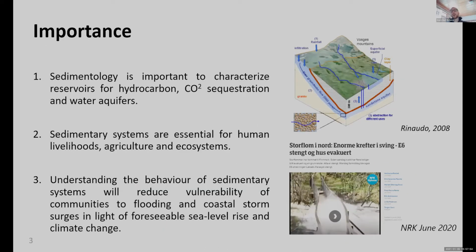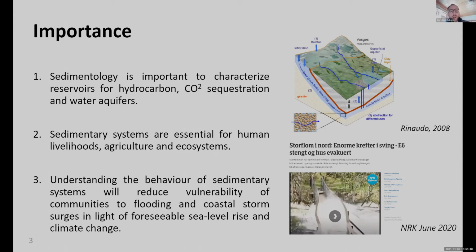So having said that, what is the importance of sedimentology in general? Sedimentology has traditionally been focused on characterizing reservoirs for hydrocarbon, and more recently towards CO2 sequestration, as well as finding suitable regions for water aquifers. But sedimentary systems are also very essential for human livelihoods and the interactions between sedimentary systems and how that impacts our agriculture and different ecosystems and biodiversities. And something like 45% of the world's population today live in an active sedimentary basin.